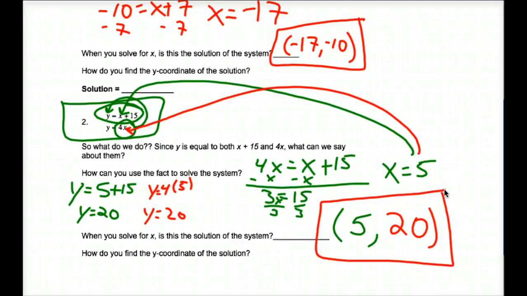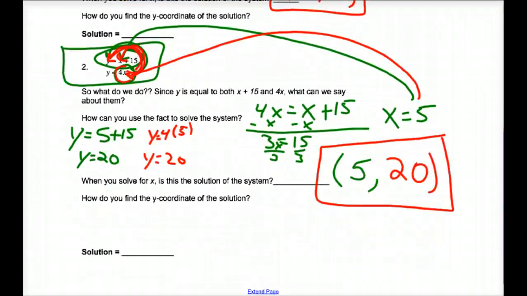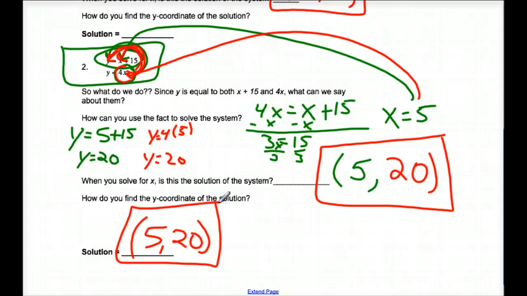Put your y value of 20 in there. There's your solution: 5 comma 20. So, everybody put two little fingers up in the air. You actually have to substitute twice in some problems. Once to find out what x is, and then you got to take what x equals and find out what y equals. Okay? Again, the solution is 5 comma 20. If we graphed it, it would intersect at the point 5 comma 20.